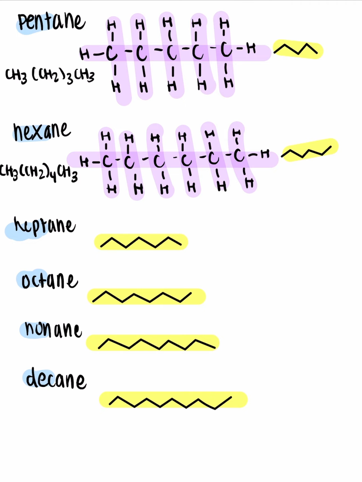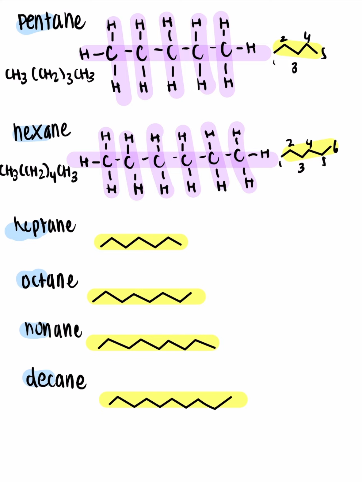So pentane, you have 5. So 1, 2, 3, 4, 5. Then you have hexane. So 1, 2, 3, 4, 5, 6. Again, notice for pentane and hexane, I put the CH2 in the parentheses and then I put the number of times that I wrote that CH2 down. Okay, heptane. I stopped using the line bond structure because, again, it's too many carbons.